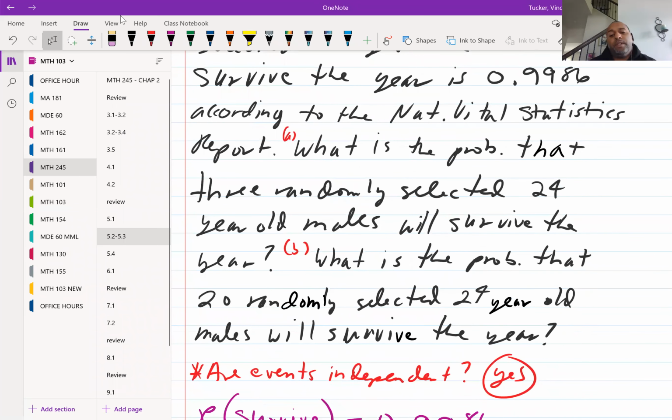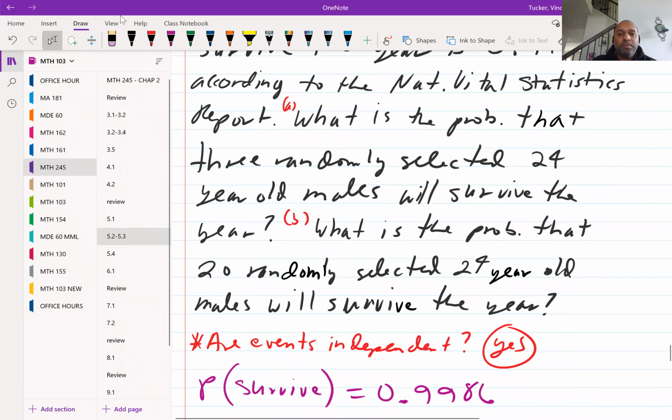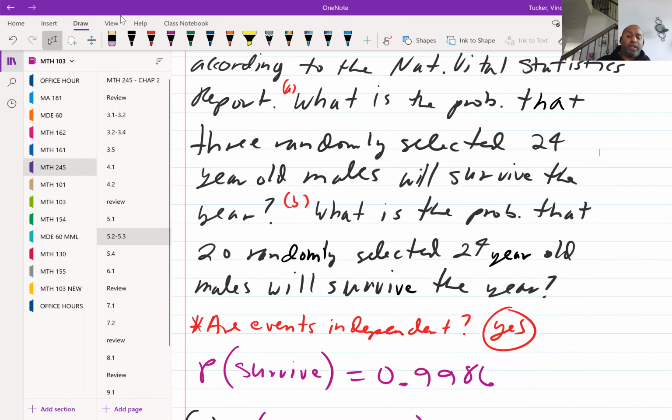So in the red, we want to once again make sure we have independent events. Yes, they are independent. One 24-year-old male surviving a year has nothing to do with another randomly selected 24-year-old male. We're not talking about two people that have beef and all that stuff. We're just talking about randomly selected. So those events are independent. And they gave us the probability that a 24-year-old will survive the year is 0.9986.